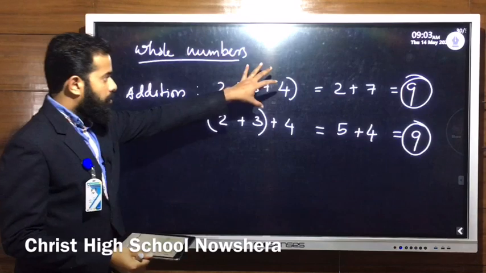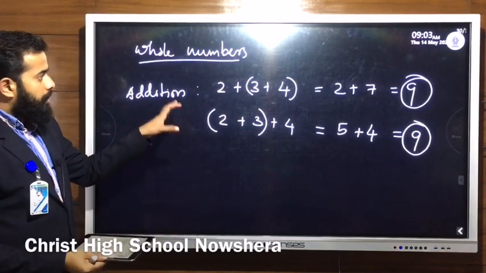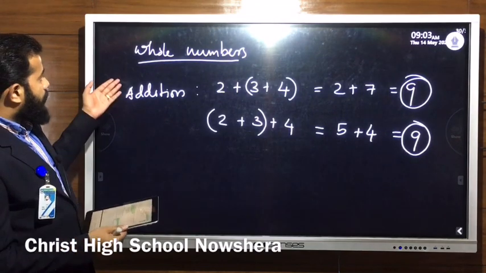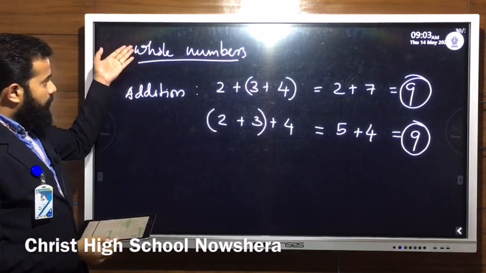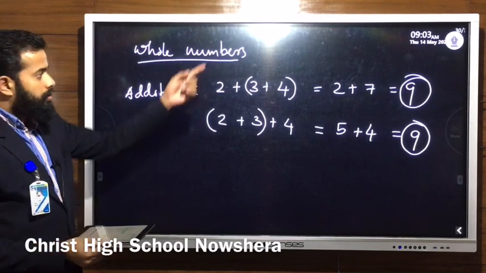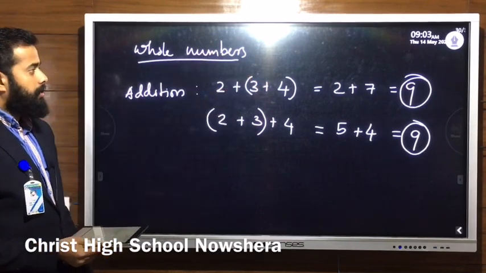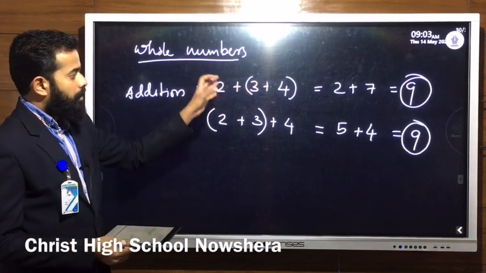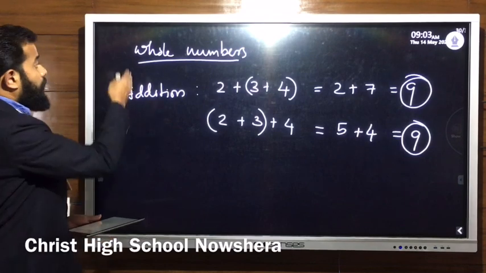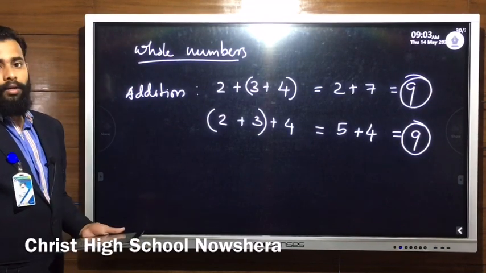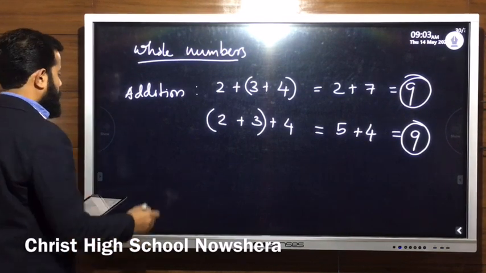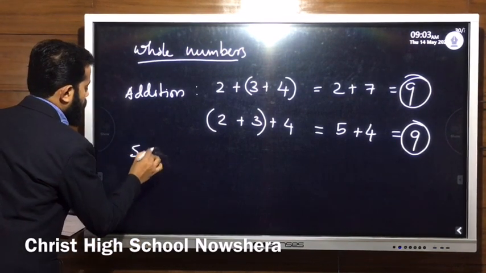Whatever groups we have made, it doesn't matter. The final result remains the same. Now we can say that whole numbers are obeying associative property under addition, because the result we got remained the same. Whatever groups we make, it doesn't matter in this case. So whole numbers are obeying associative property under addition. Like that we can check the remaining operations.